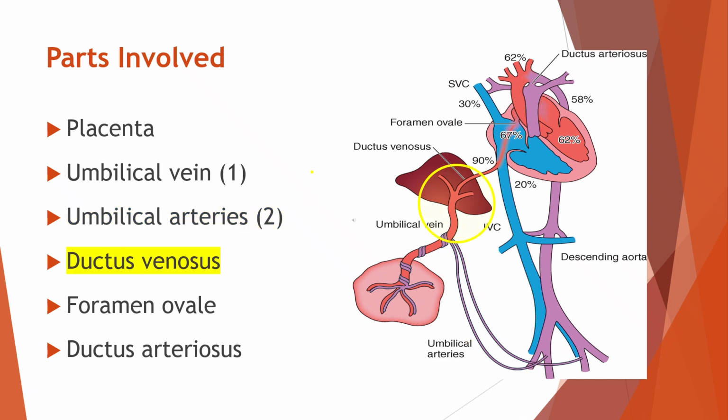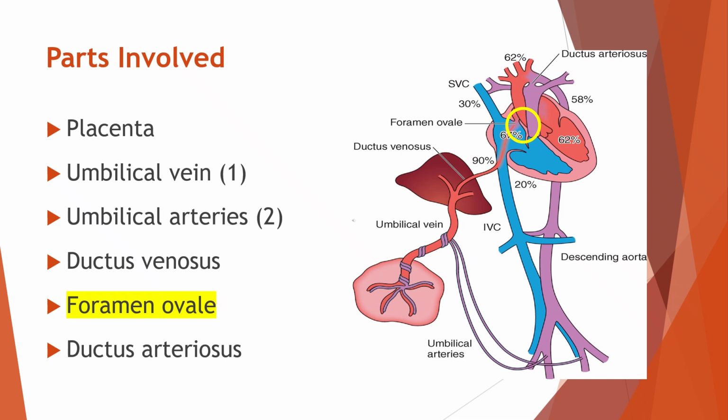The next structure is the ductus venosus. This is a special blood vessel present only during fetal life. It allows most of the oxygenated blood from the umbilical vein to bypass the liver and reach the heart quickly. This helps the oxygen-rich blood reach important organs faster.